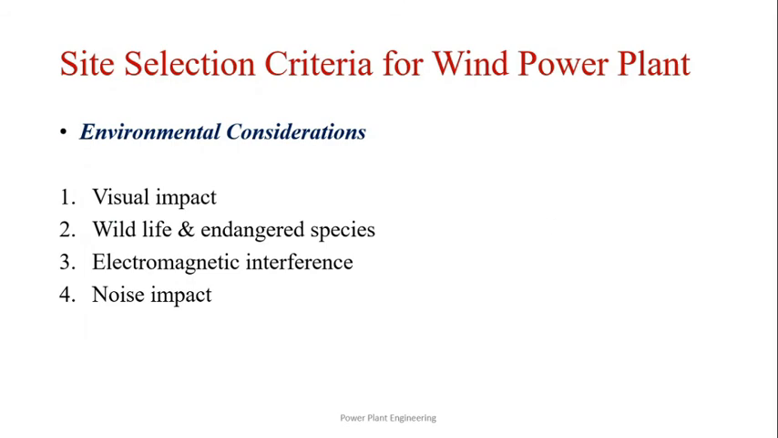Let's move towards the environmental considerations. The environmental sub-factors that affect site selection of a wind farm include visual impacts, electromagnetic interference, wildlife and endangered species, and noise impact. Visual impacts. Wind turbines are located in windy places, and most of the time those places are highly visible. To many people, those big towers with 2 or 3 blades create visual pollution. To minimize the impact of visual pollution, many investors implement various actions.